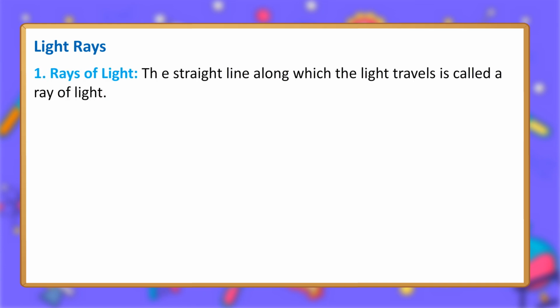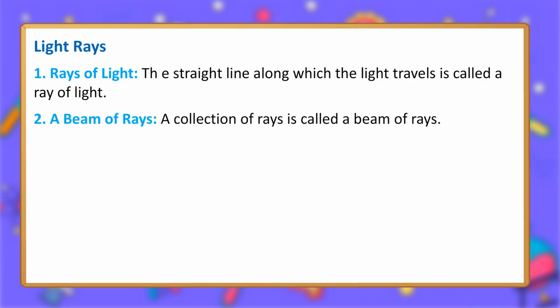Light rays. 1. Rays of light. The straight line along which the light travels is called a ray of light. 2. A beam of rays. A collection of rays is called a beam of rays.